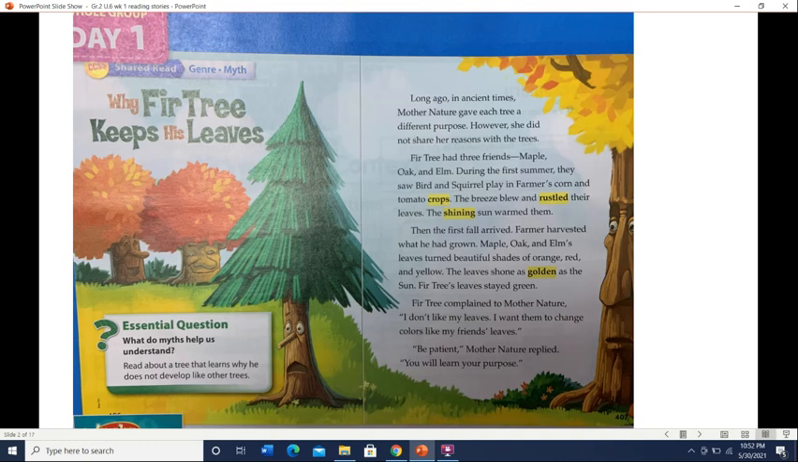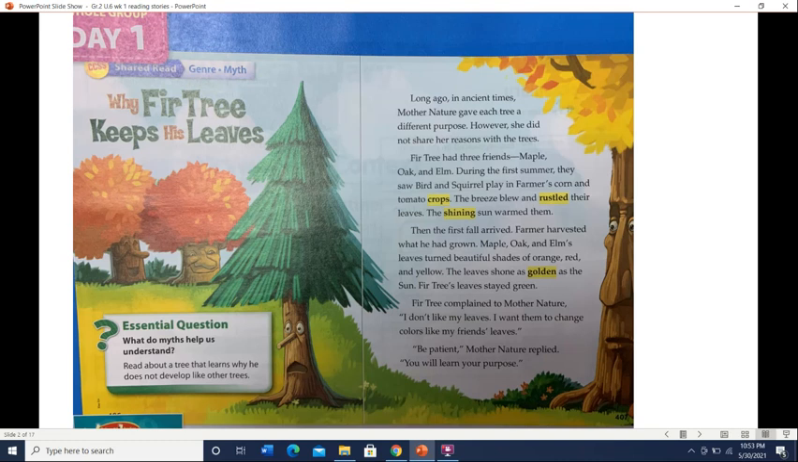So what did nature give each tree? It gave each tree a different purpose. We took the word purpose before. When did we take it? We took it when we took author's purpose. So the word purpose means reason. So Mother Nature gave each tree a different reason. However, she did not share her reasons with the trees.